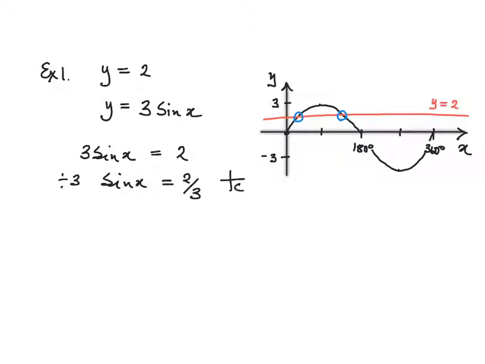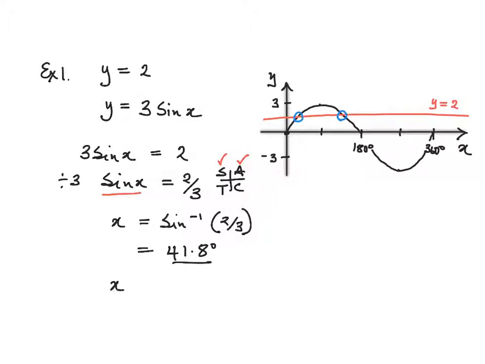We can now use a CAST diagram. It's the sine function and it's positive. Sine is positive in A and in S. What we need to do now is to use a calculator. So x equals sine to the minus 1 of 2 divided by 3. And that gives us the value 41.8 degrees. The second value is found by subtracting the first answer from 180 degrees. So that's 138.2 degrees.